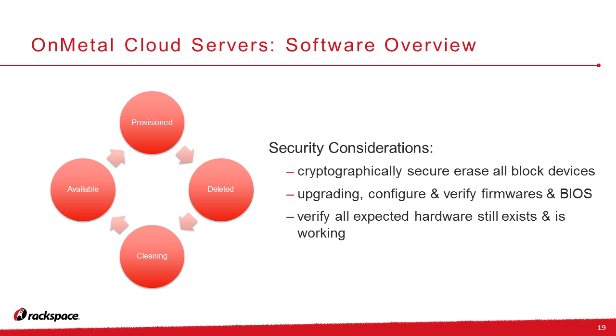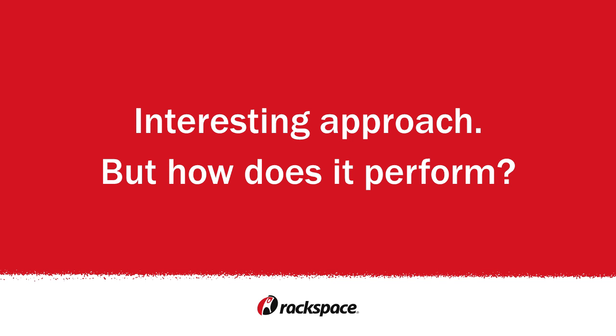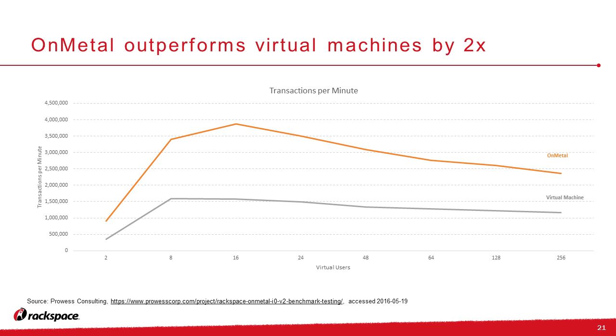So, of course, all this sounds a little science project-y, getting into some of the technical details, but how does it actually perform out in the field? We've worked with a third-party benchmarking firm to measure, in a typical relational database workload, how the performance of an OnMetal IO version 2 server compares to a virtual machine offering at another provider, specifically focusing on input-output performance.